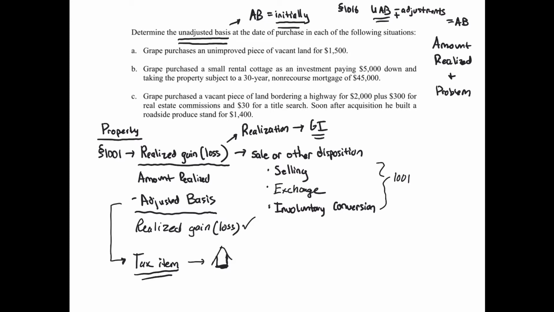All right, so let's go through these three situations. But before we do that, again, because adjusted basis is a tax item, we have to talk about some tax rules. So I already mentioned a few code sections, right? We got section 1001, section 1016. One very important code section is section 1011.